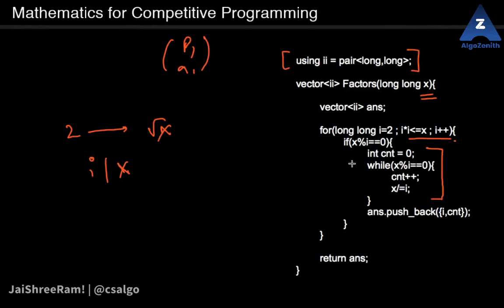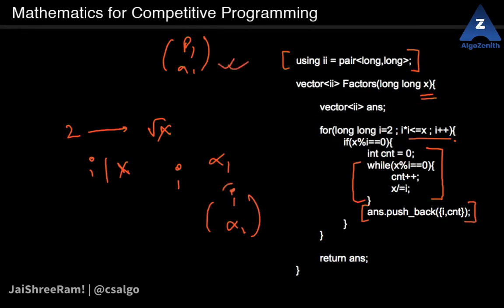Okay, so as long as x is divisible by i, we keep dividing it by i, and we keep incrementing the count. So we find out the alpha 1 for i, and that's saved in the count. Then we push back the pair i comma alpha 1 into the answer. I is the prime factor, and this is the pair, right?